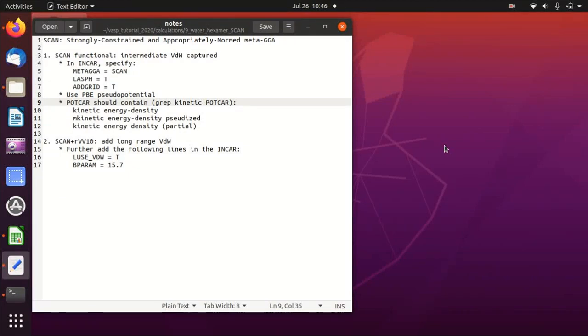In this video, I will show you how to use the SCAN functional in VASP. SCAN stands for strongly constrained and appropriately normed functional, and it is one member of the meta-GGA functional family. It is relatively newly constructed.